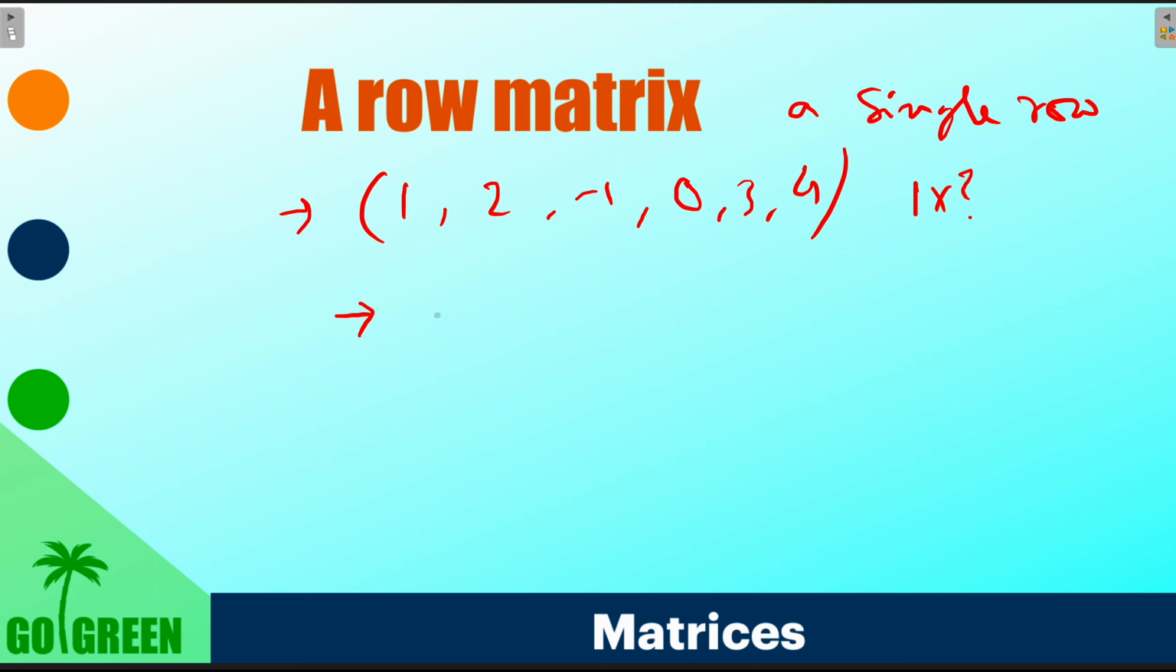But this is also a row matrix. Just write 1 2. This is also a row matrix, okay. Because why? There is only one row. Only one row means a single row. That is a row matrix.